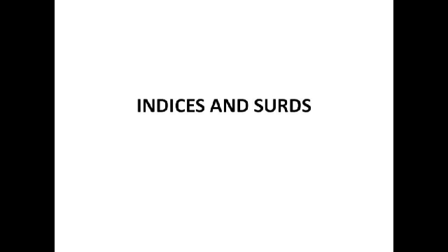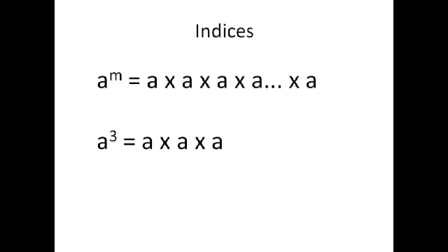I think this is called algebra and functions in your textbooks, but I prefer to call it indices and surds because that's what's in it. Indices is when you've got something to the power of something else. So for example, a to the m is a times a times a times a, and there'll be m a's altogether. So for example, if m was 3, you'd have a times a times a. So say that a was 2, you'd have 2 to the 3 is 2 times 2 times 2, which is 2 times 2 is 4 times 2, which is 8.